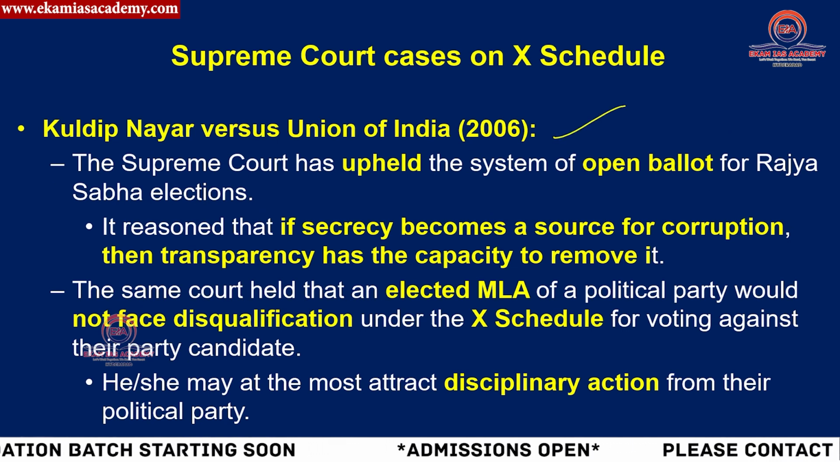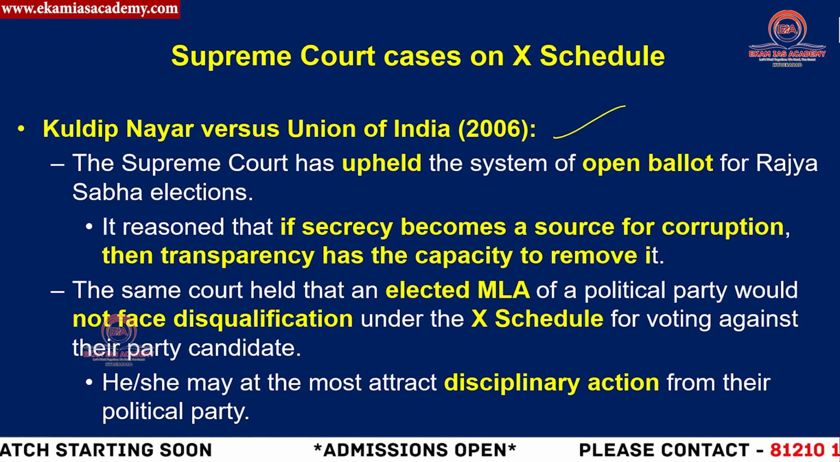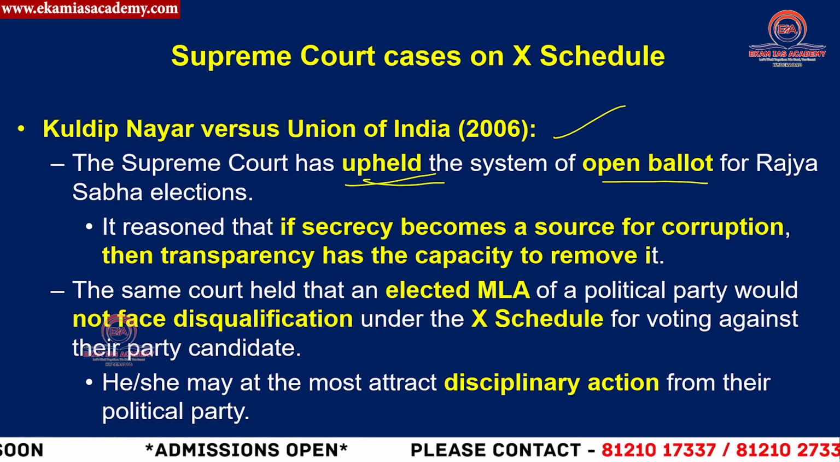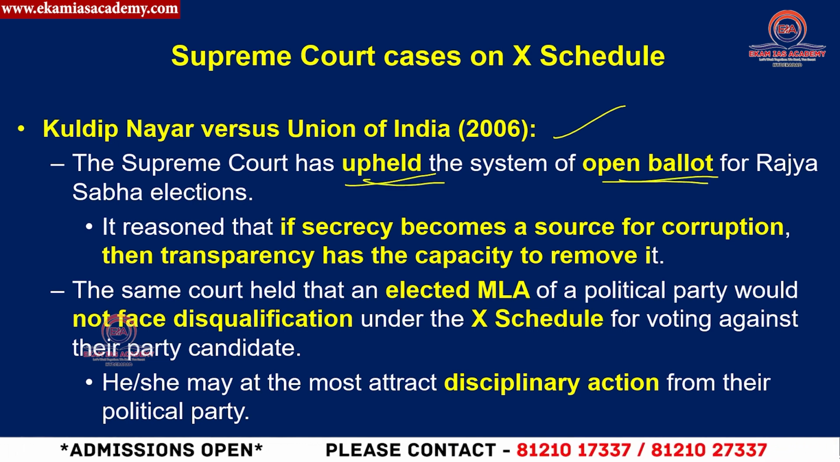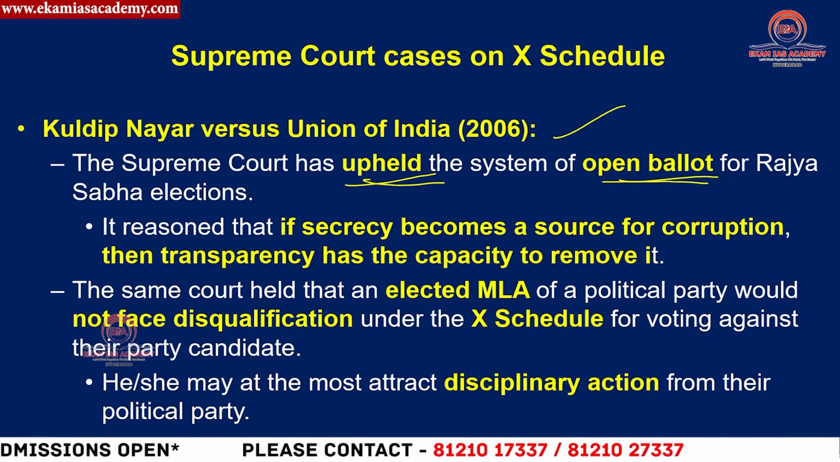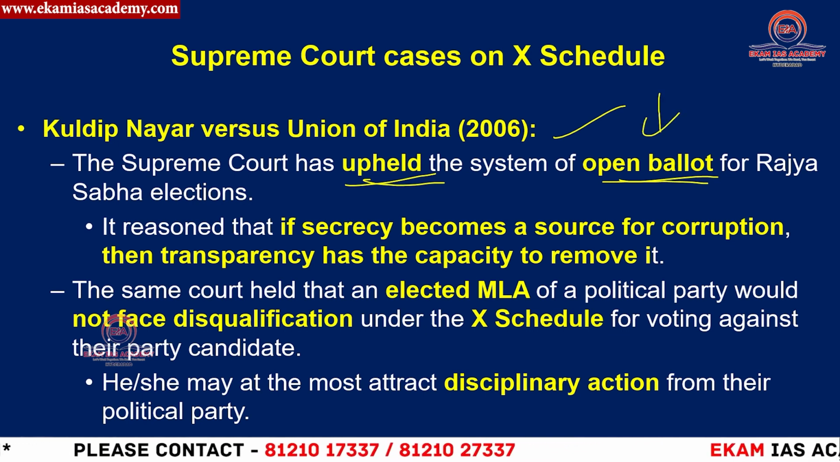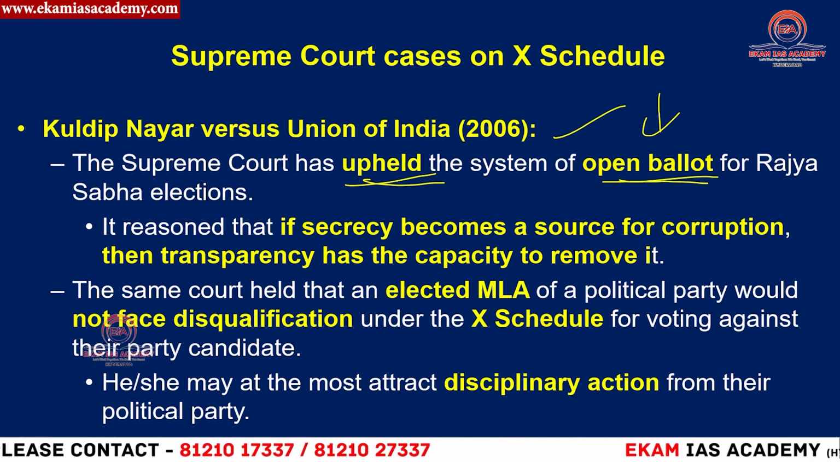Okay. So for this you have to refer to the Kuldeep Nayar versus Union of India case in 2006. In this case, the Supreme Court upheld the open ballot system. Open ballot means, as I told you earlier also, you have to show your vote to the authorized agent. Why this was introduced, as I told you: in the 1998 Maharashtra Assembly, for the first time cross voting was witnessed.